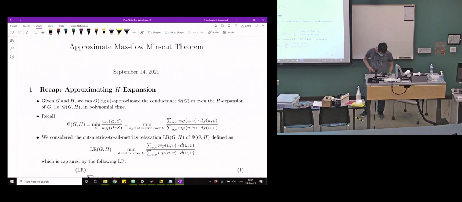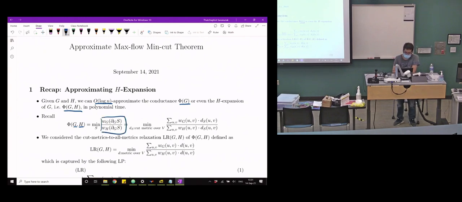Okay, so I should start now, I think. Let me start with some recap from the last time. Last week, we were talking about a log-n approximation algorithm for approximating conductance, and actually its generalization, which is H expansion. Just to recall, the H expansion of a graph G is a quantity where you minimize the ratio between the cut size in G and the cut size in H, minimizing over all cuts, right?